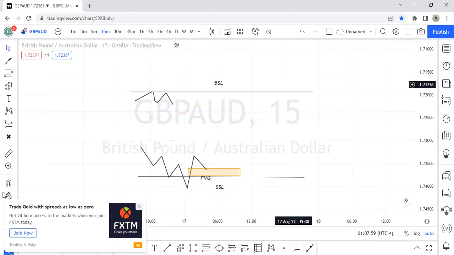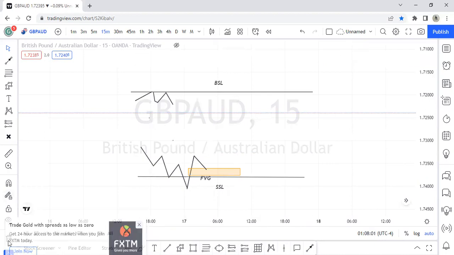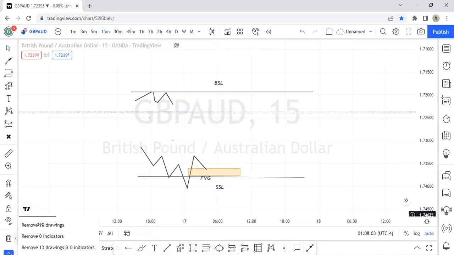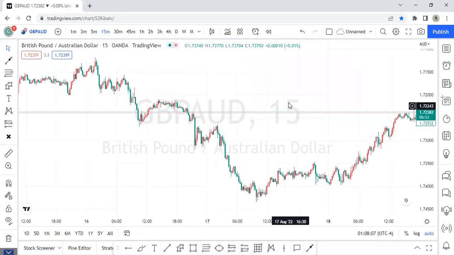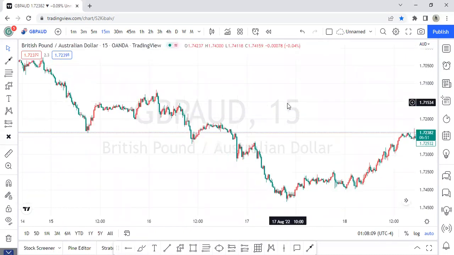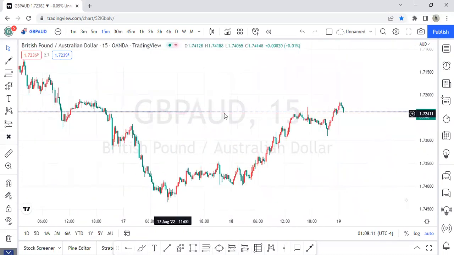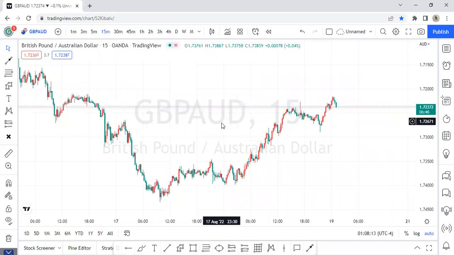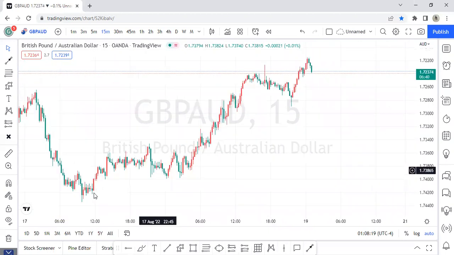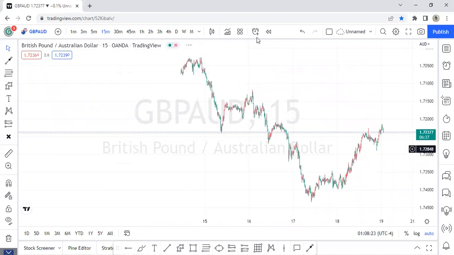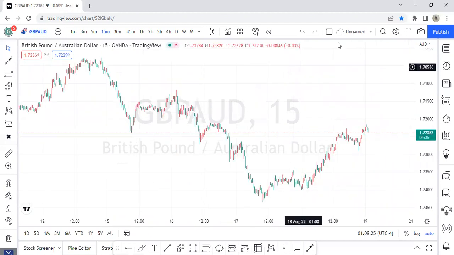So let us look at this in real charts. I've explained the concept in theory, so now let's look at the real chart. This is British pounds against the Australian dollar. Let's look out for where this concept panned out nicely, where we could see fair value gaps panning out nicely. So let's go to the charts in a moment.